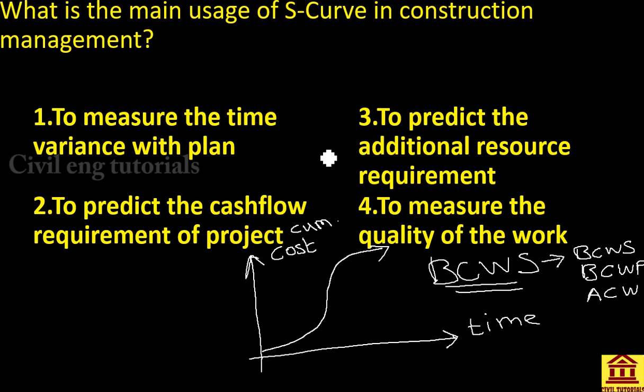So the main usage of S-curve in construction management is to predict the cash flow requirement of the project. So using this BCWS graph, this is the S-curve, but it simply implies the BCWS. BCWS means budgeted cost for work scheduled. Using this graph, we can predict what's going to be our expenditures in coming days.